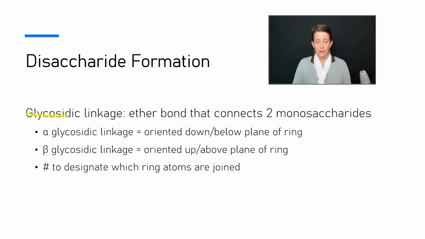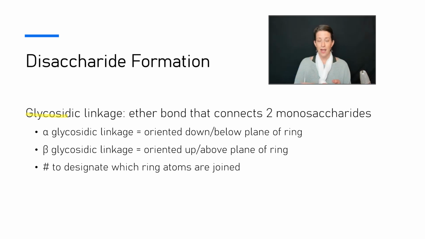An ether, which is an organic family that we have looked at, is formed when two alcohols react to put an oxygen between two R groups. That is what is forming here. So it is an ether bond between monosaccharide 1 and monosaccharide 2. In biochemistry terms, we call it a glycosidic linkage.